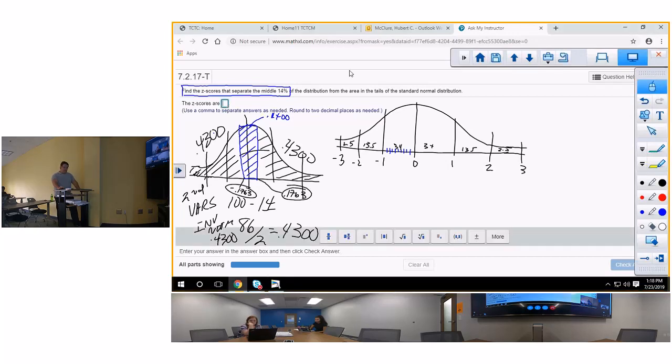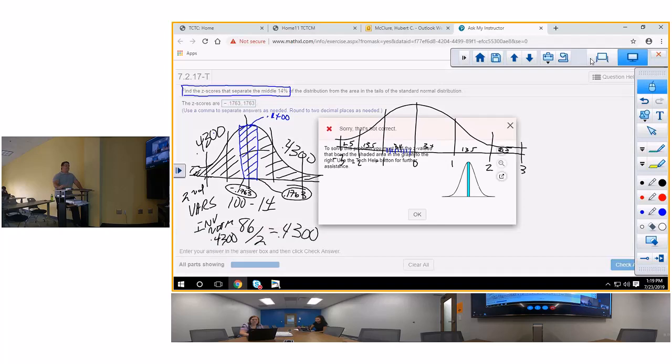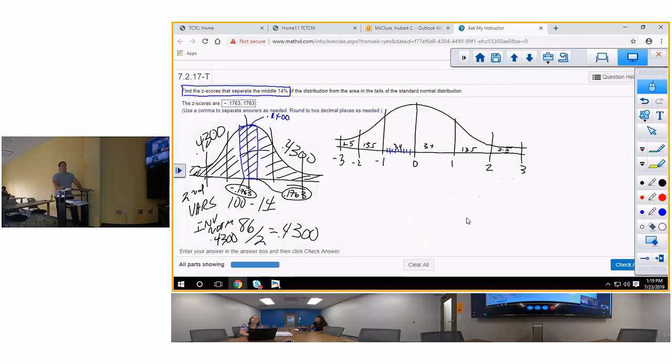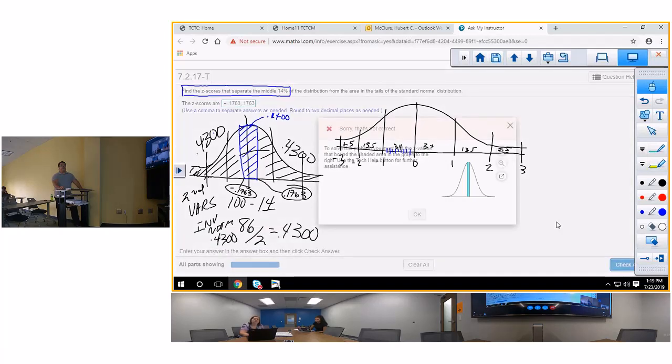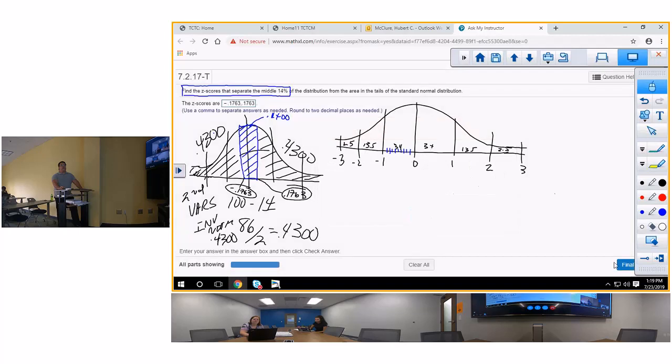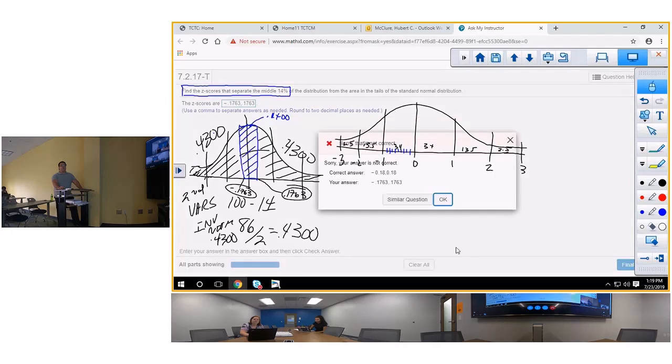I bet it's going to ask like, okay, commas, negative point 1763, comma, positive 0.1763. I'm not worried about it. It's probably rounding. Yeah. Okay, round to 2 decimal points.